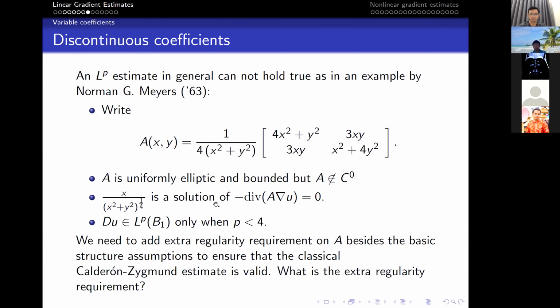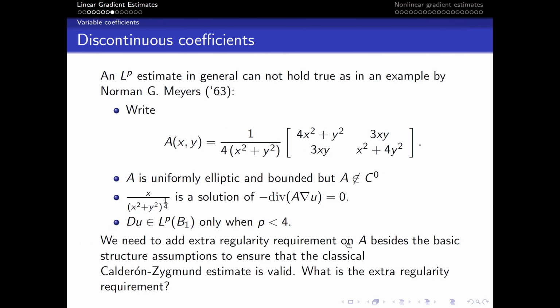So this example tells us that we need to add some extra regularity requirement on the matrix beside these basic structure assumptions to ensure that the classical Calderon-Zygmund estimate is valid. And the question is, what is the extra and minimal regularity requirement?